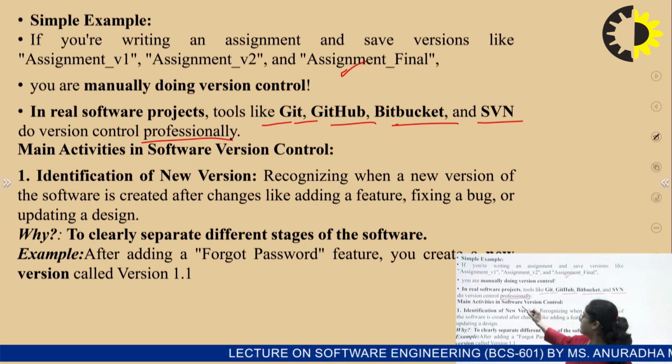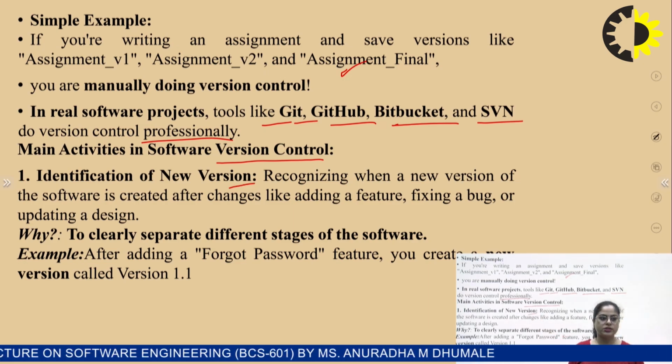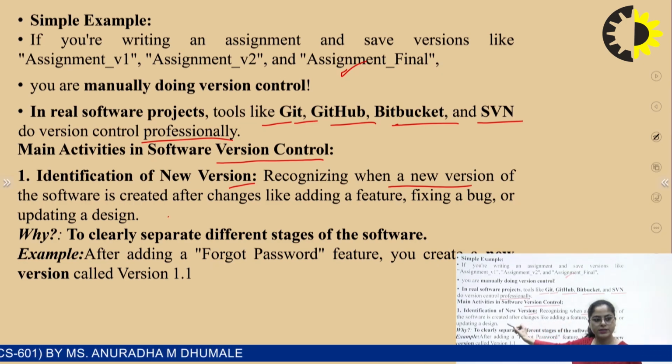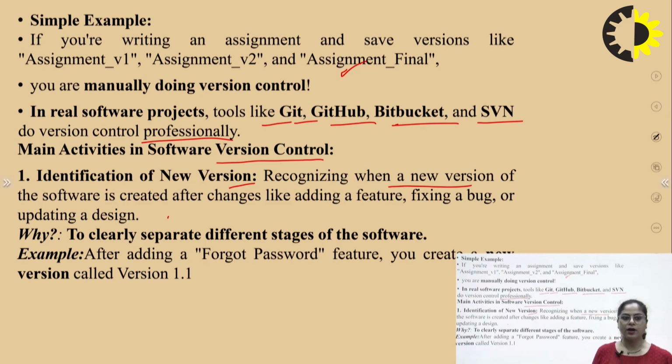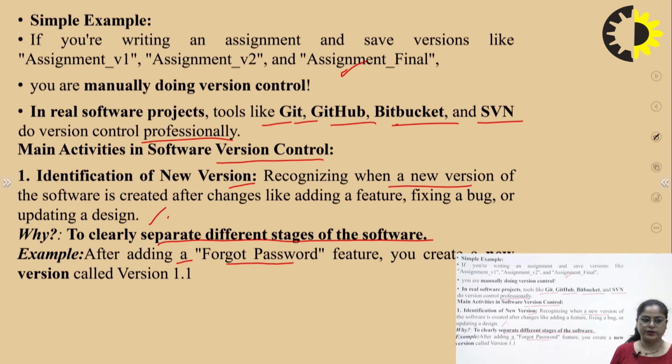Okay, what are the main activities in software version control? Identification of new versions, which recognizes when a new version of the software is created after changes like adding a new feature, fixing a bug and updating a design. Why? To clearly separate different stages of the software. Example, after adding a forgot password, you create a new version called version 1.1.